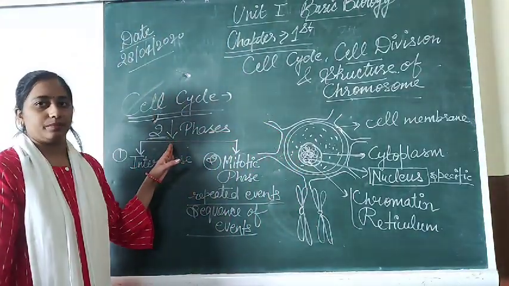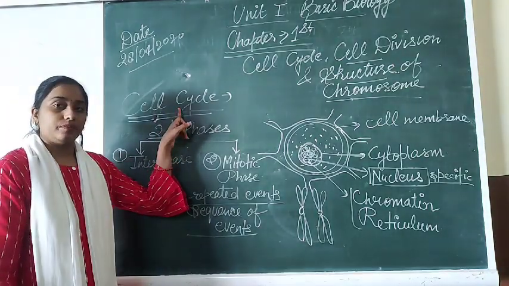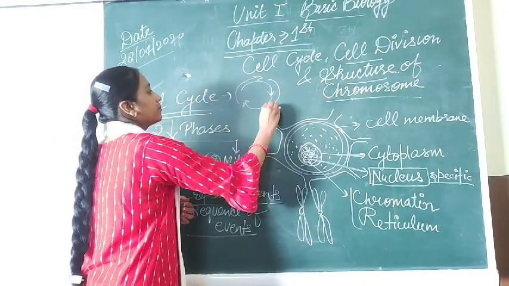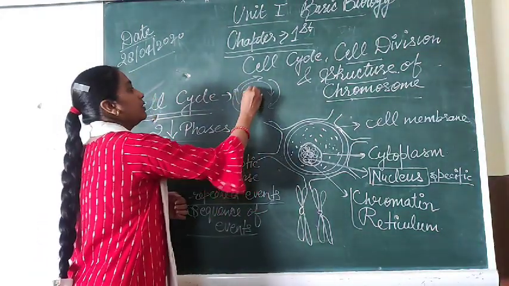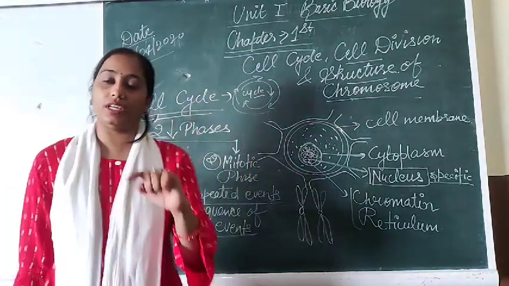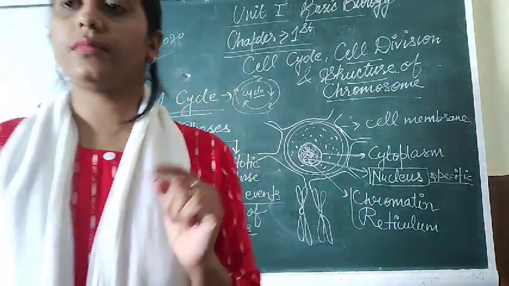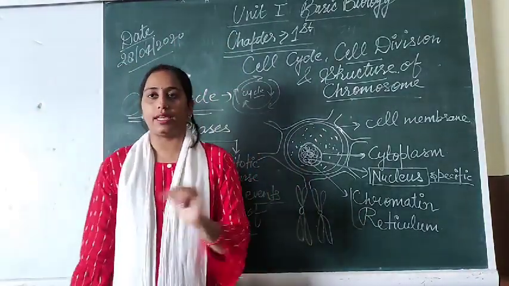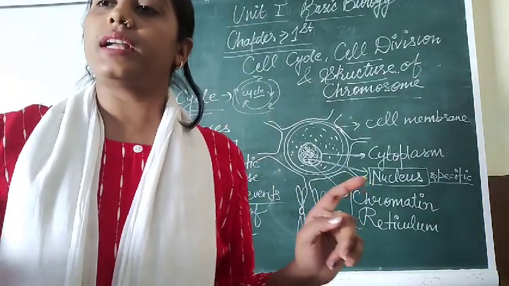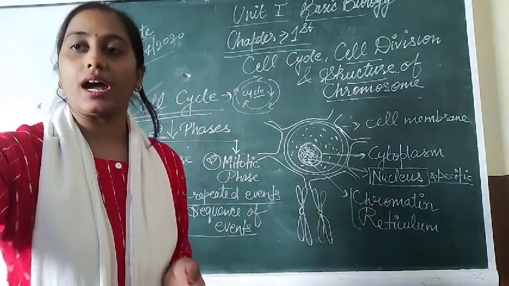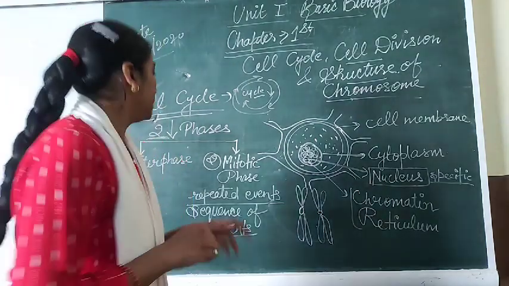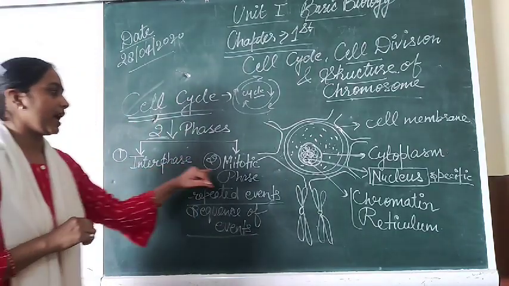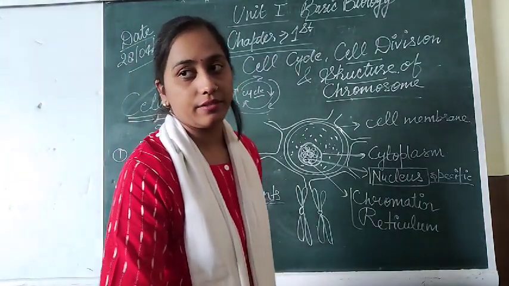So we are here that cell cycle is what? Sequence of repeating events is called cycle. And if the events are related to the cell, then it is called cell cycle. How many phases are there in a cell cycle? There are mainly two phases. Number one phase is interphase and number two phase is mitotic phase.